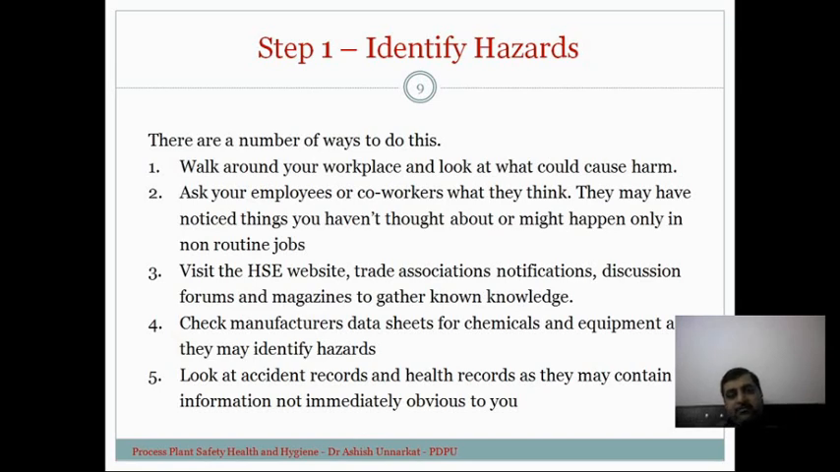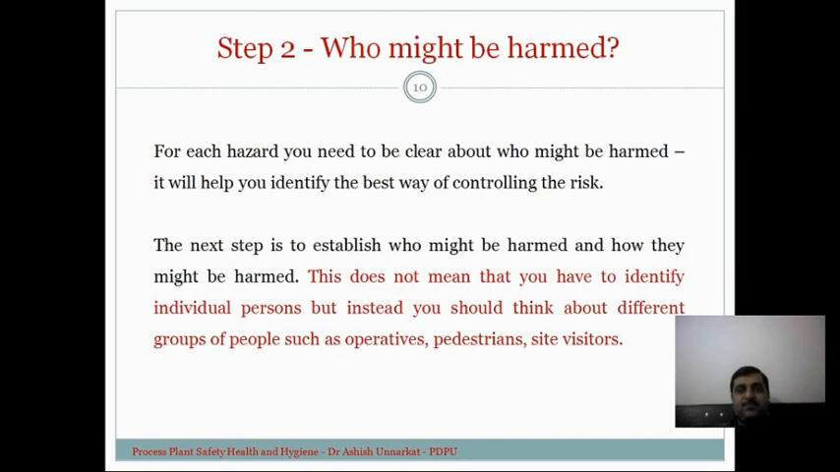Along with this, you can go through the data sheets provided by the manufacturers or the equipment dealers, they can tell you because they would have done a back study while doing the same. Also, if you're new to the plant, you can go through the records of the accidents in the past that can tell you what exactly would have gone wrong and has caused harm. So that becomes our very first step of identifying the hazards.